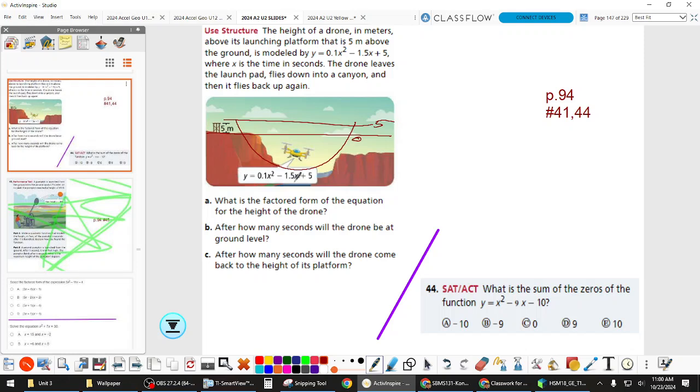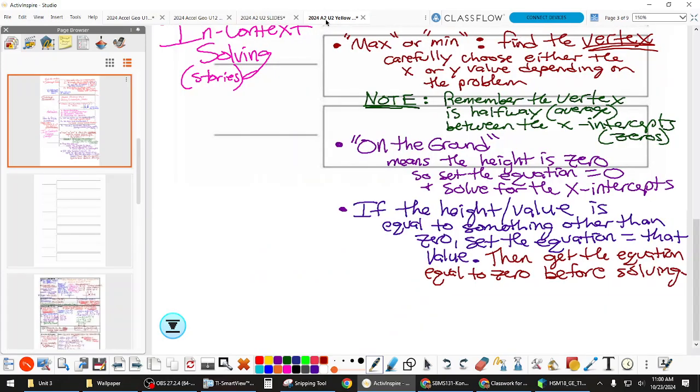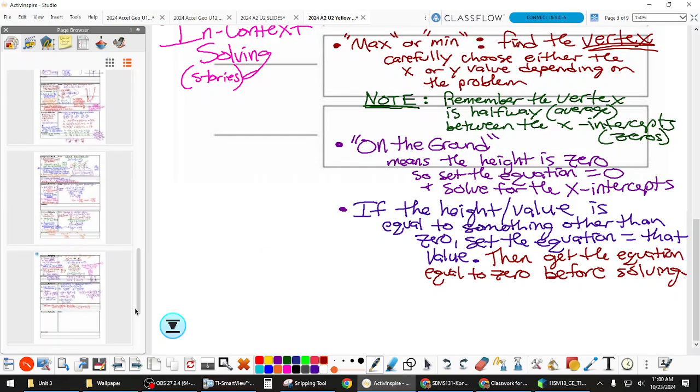Alright, help me remember this: 0.1x squared minus 1.5x plus 5. I'll probably have to switch back. Hopefully.